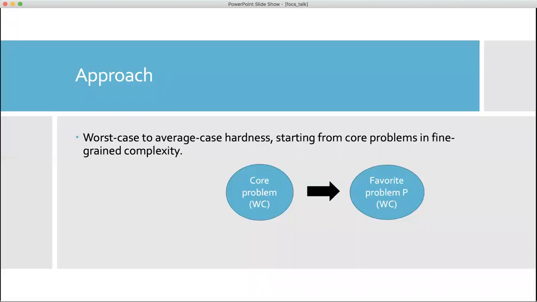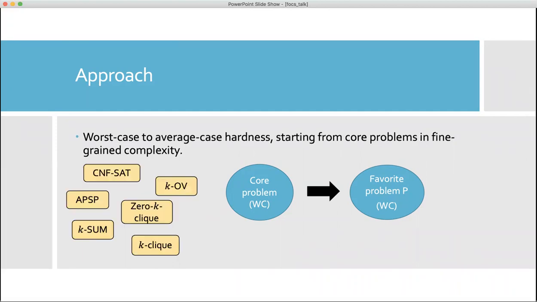In fine-grained complexity, there are some problems that we call core problems that people believe are hard. And if you want to prove hardness for a problem P, you reduce one of these core problems to your problem P. You can see a list of some of these core problems on the left. For average case hardness, we want to do something similar. We want to reduce a core problem in its worst case to the average case of our problem P.